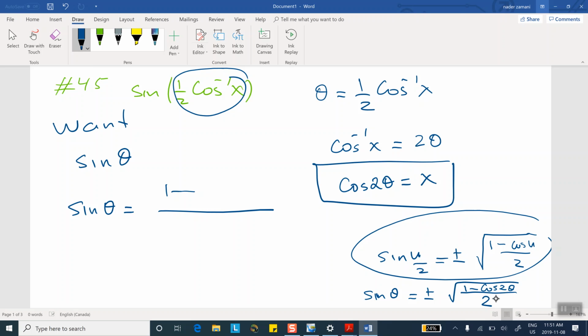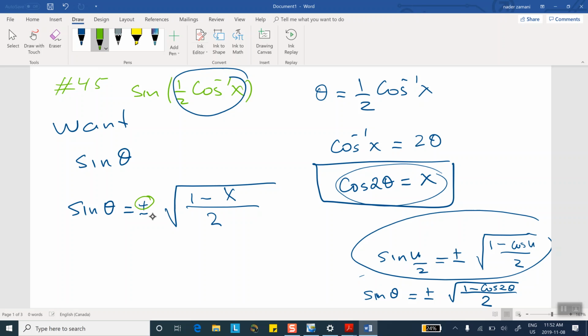Yeah. So let's see now. Well, first of all, if you look at this expression, we need a plus or minus here. Okay, plus or minus square root of 1 minus cosine of 2 theta. Well, cosine of 2 theta, we worked it out. It came out to be x. Right there. See this? Right there. Okay. Now, divided by 2. The question is, which one of these do we want to pick?